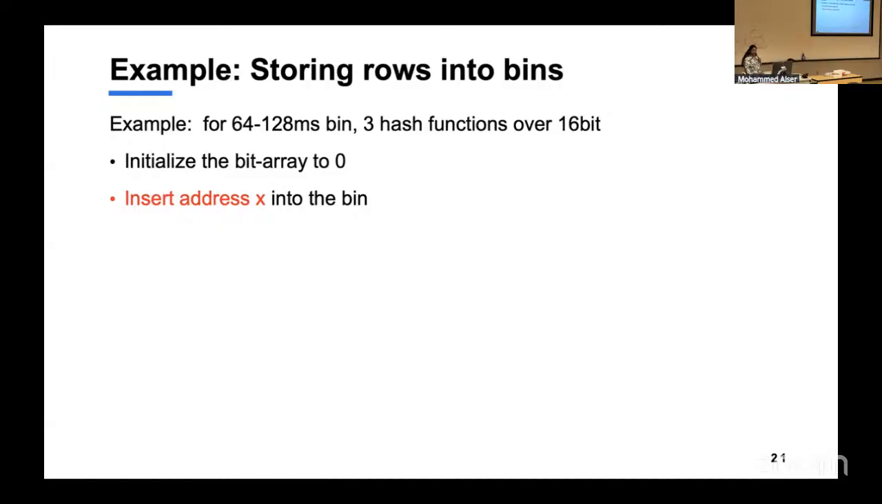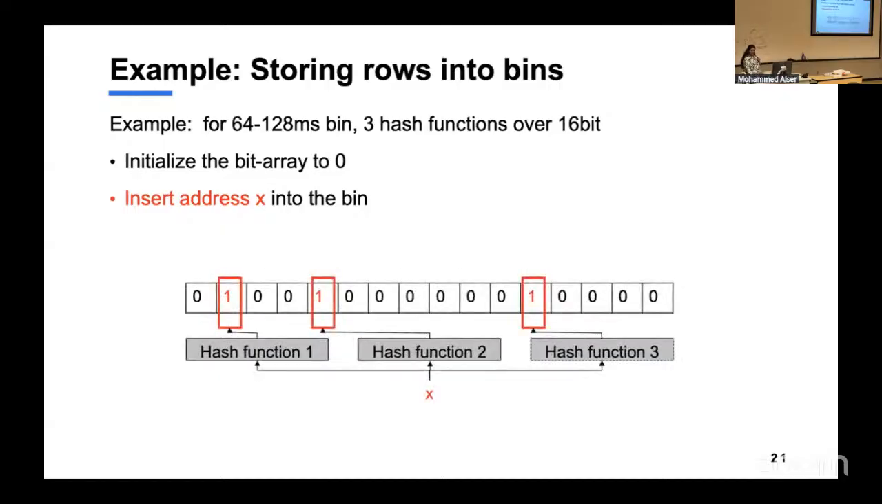The second step is to insert an address into the bin, which we call X. We pass that address X into the 3 hash functions, and those give us some bit indexes. For example, here you can see the hash functions gave us indexes 1, 5 and 7. So we have turned all the zeros at those indexes to 1. This is how the first insertion happens into the bin.